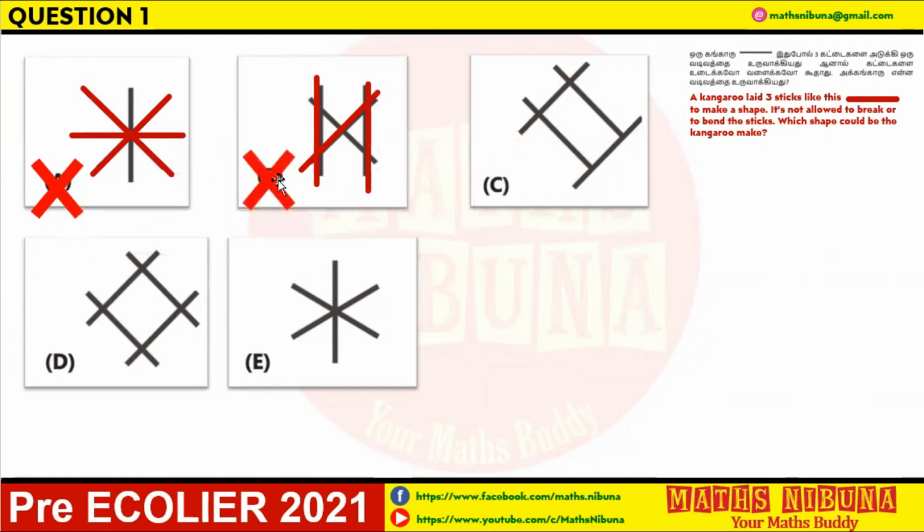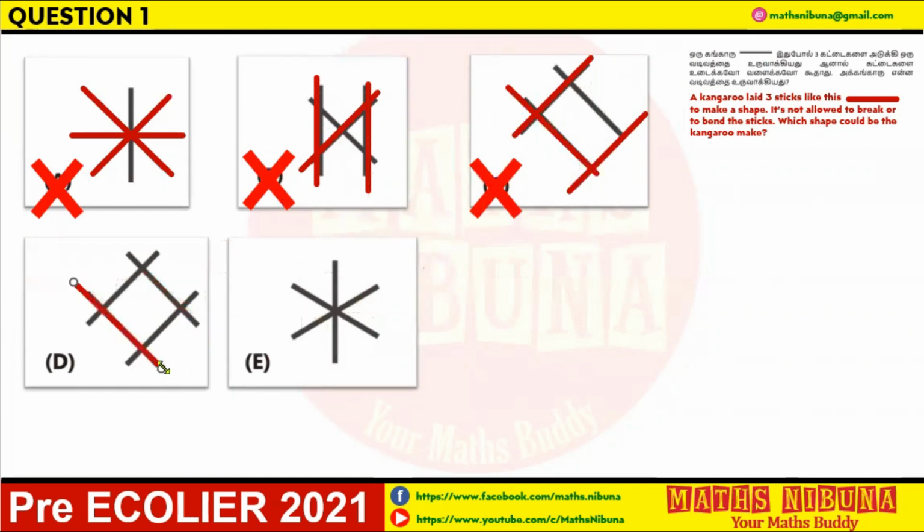Now look at answer C. Let's say I put one stick in this way. Another stick, let's say I put here, and then the third stick I put here. So when I do this, I still need one more stick. So C also couldn't be the answer. And D and C are similar.